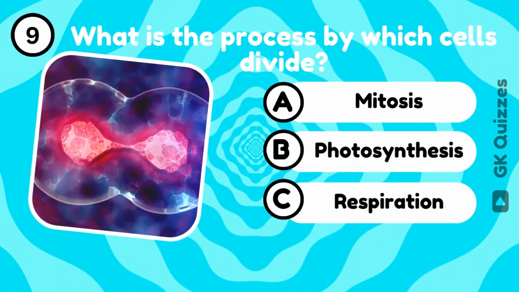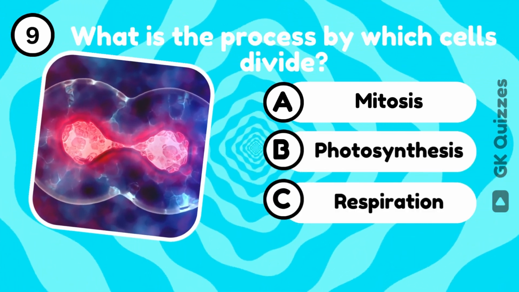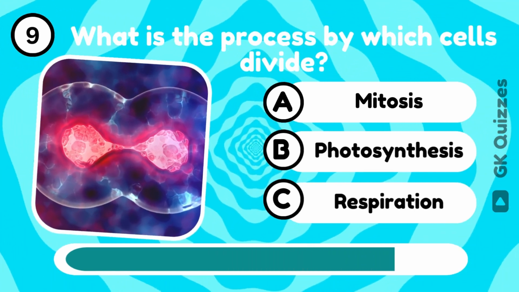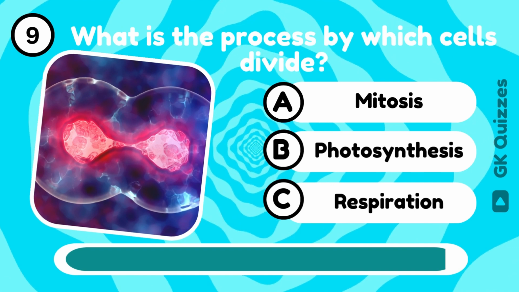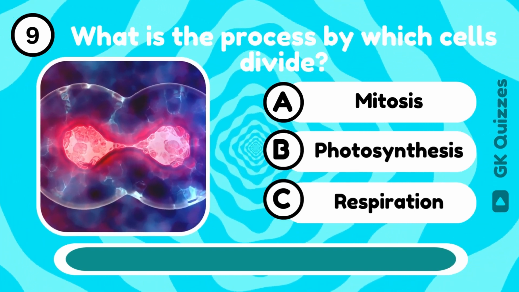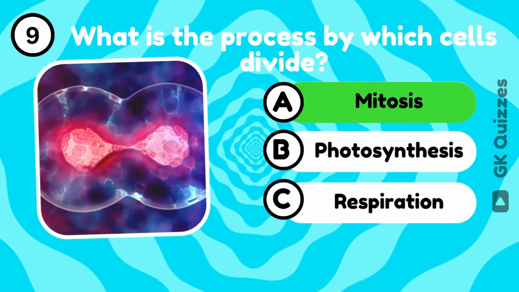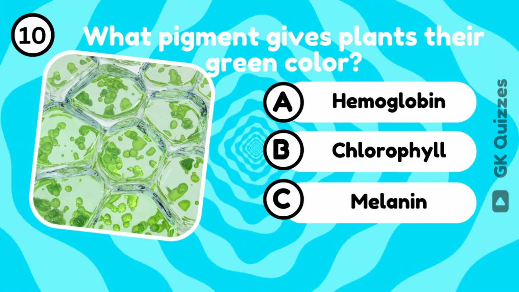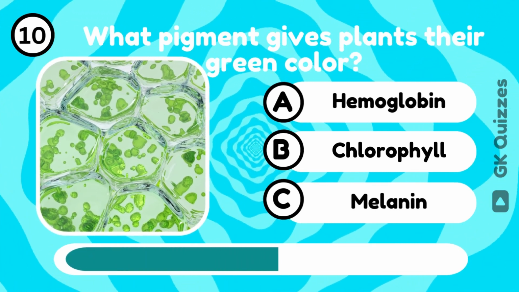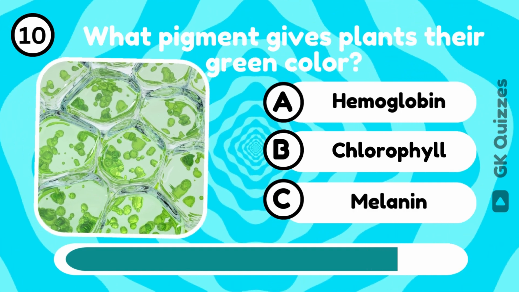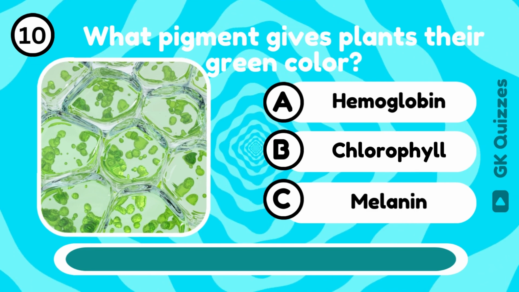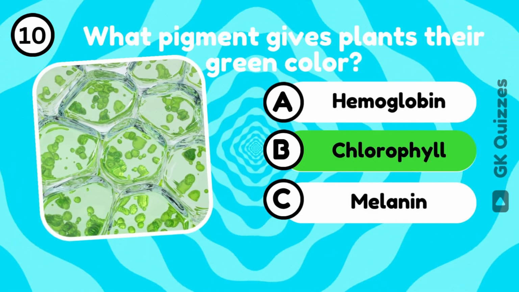What is the process by which cells divide? Mitosis, photosynthesis, or respiration? The correct is mitosis. What pigment gives plants their green color? Hemoglobin, chlorophyll, or melanin? The correct is chlorophyll.